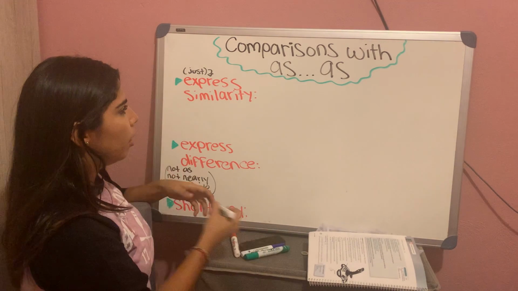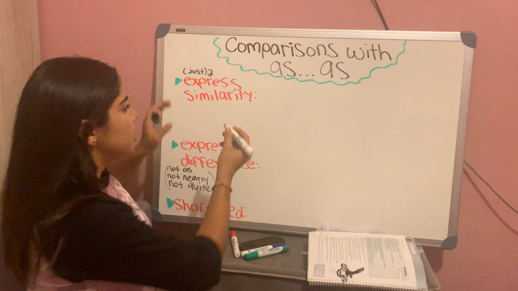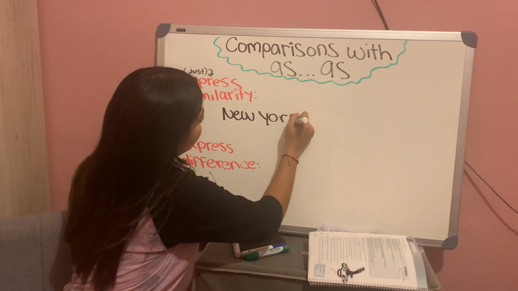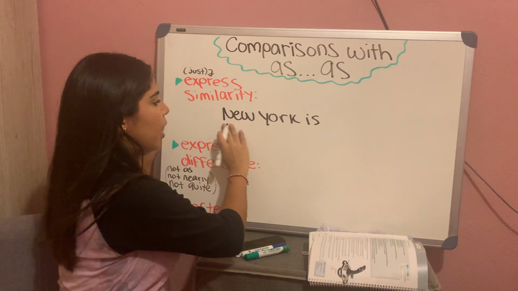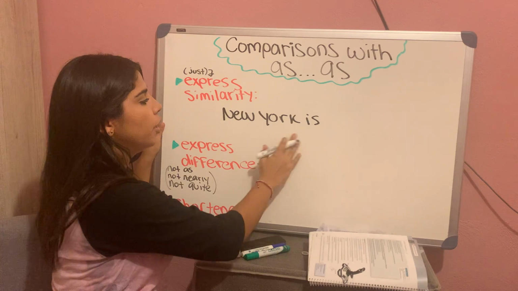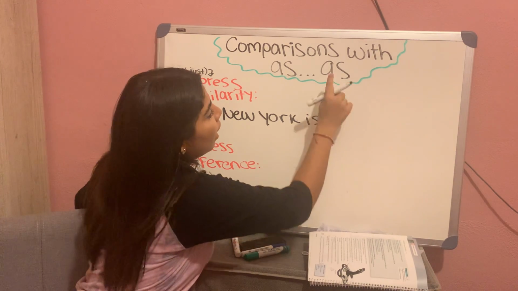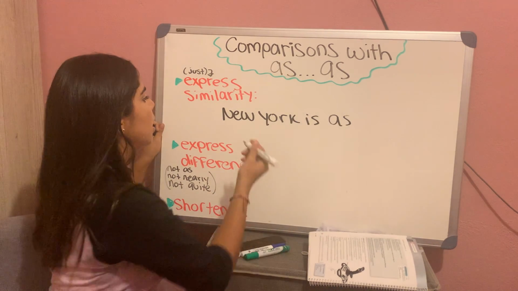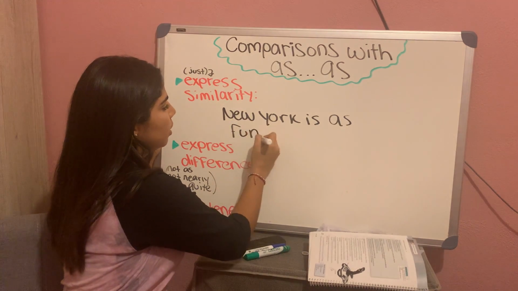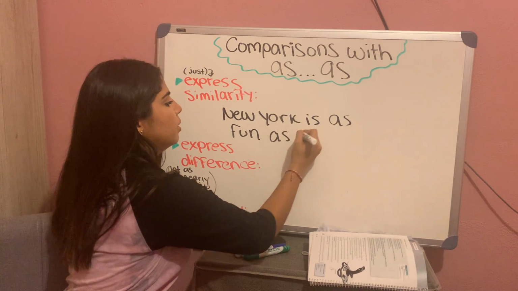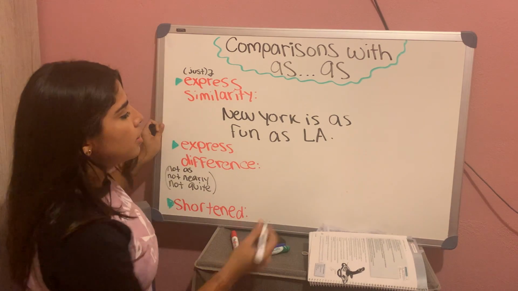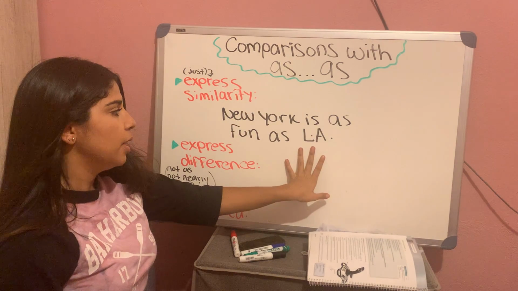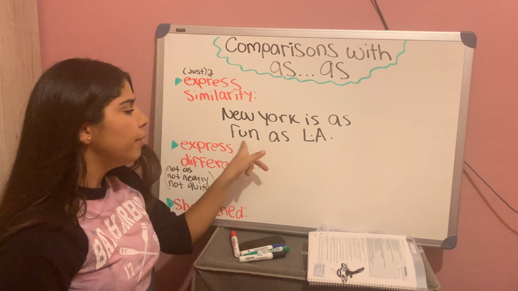Let me put another example. I'm going to compare, let's say, New York is, so I have my subject, New York, verb to be, is, as, then I need what? An adjective. As fun as LA, as Los Angeles. So I'm comparing New York to Los Angeles, and I'm saying that they both are fun.